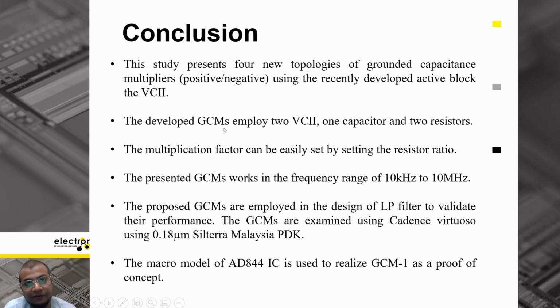So in this, first, we have given 4 different new topologies of capacitor multiplier using VC2. The second, all the developed topologies don't require any component matching. In many previously available devices, the problem is they require capacitive matching or resistive matching to work as a capacitance multiplier, and that becomes very difficult, especially in submicron technology, to have equal value resistances. So our circuit is free from that. Then the multiplication factor can be easily set by setting the ratio of the resistors.